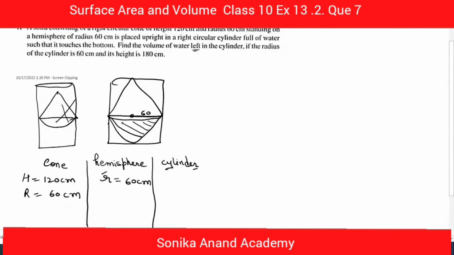That means when we put this vessel into the cylinder, some water flows out. Here we have to find the water which is left in the cylinder, not the water which flows out. If the radius of cylinder is also again the same, that is 60 centimeter, and its height is 180 centimeter.